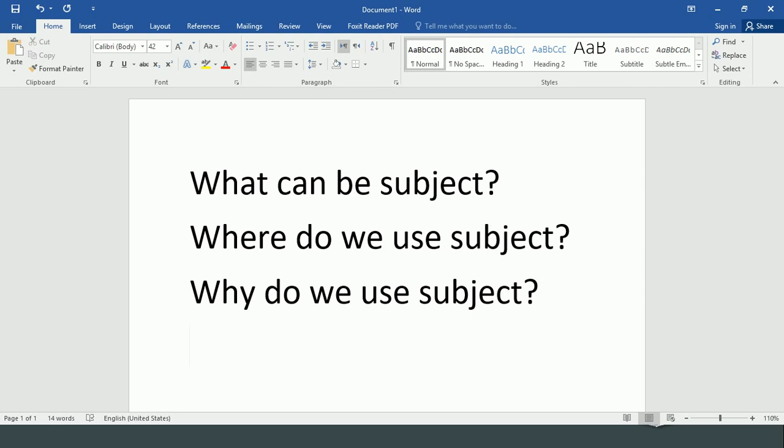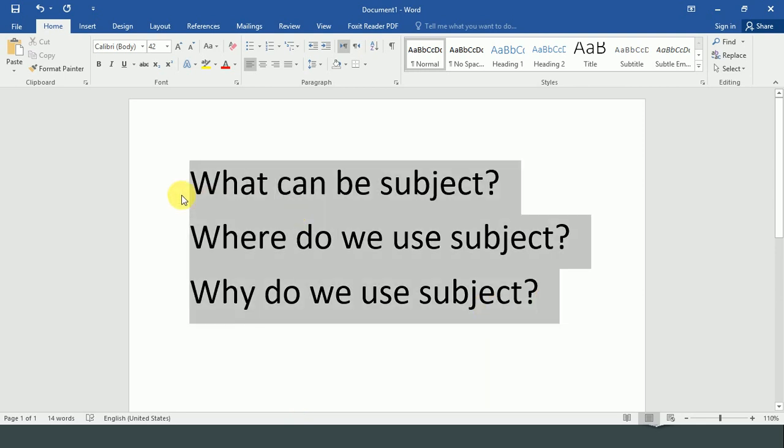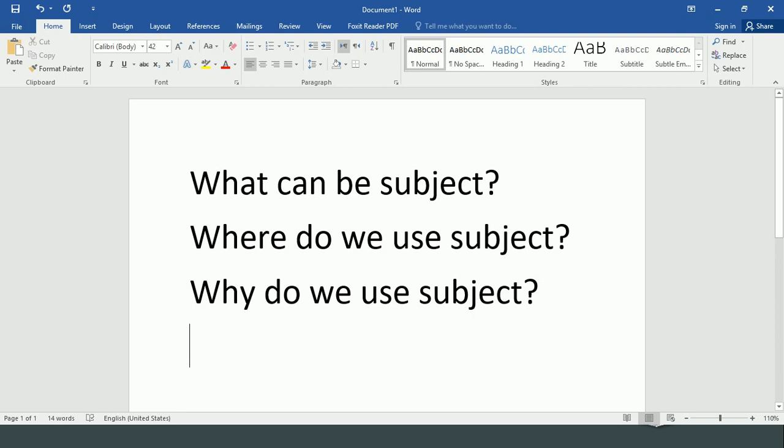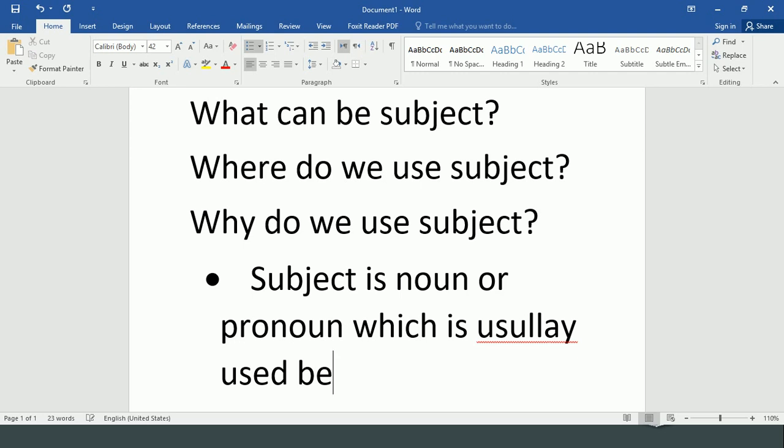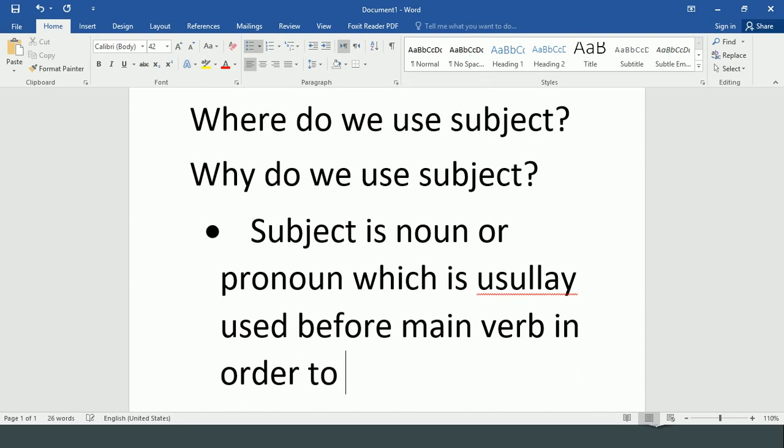Now we have to define subject in a way in which we get all these three questions answered. First, what can be subject? Subject is a noun or pronoun which is usually used before the main verb, in order to make the base of the sentence.